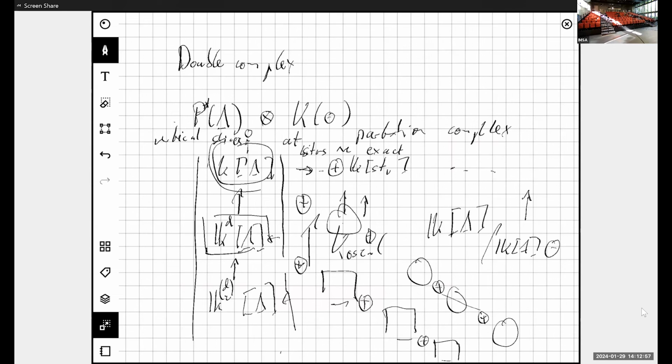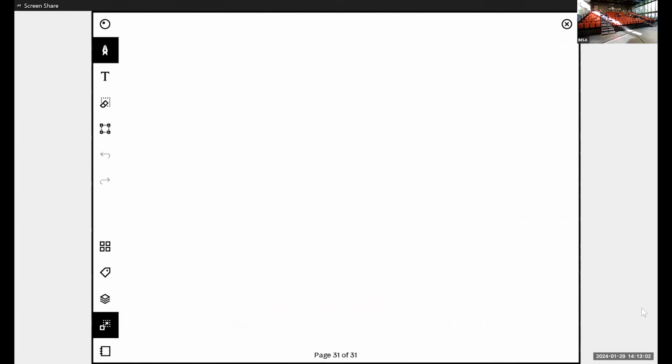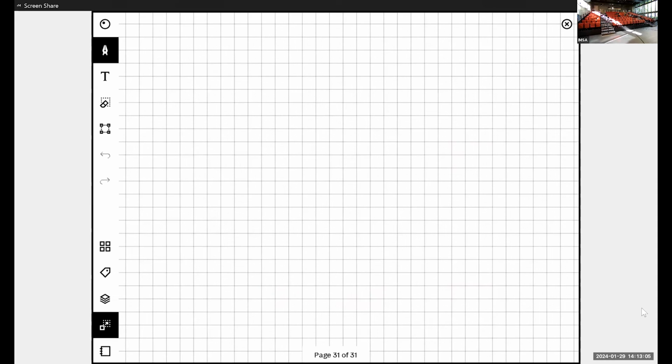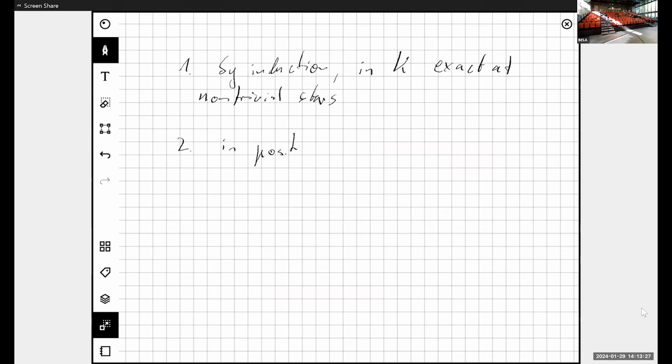So I have the vertical parts that I already know to be exact, and I also know that in positive degree this complex, with some more information by induction, in the direction of the Koszul complex, I am exact at non-trivial stars. And the second part is in positive degree, I'm also exact. Okay, so I have these two parts.